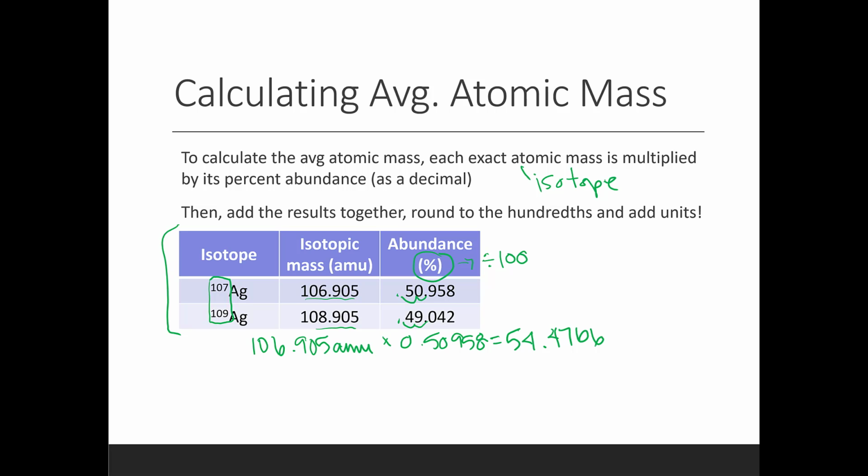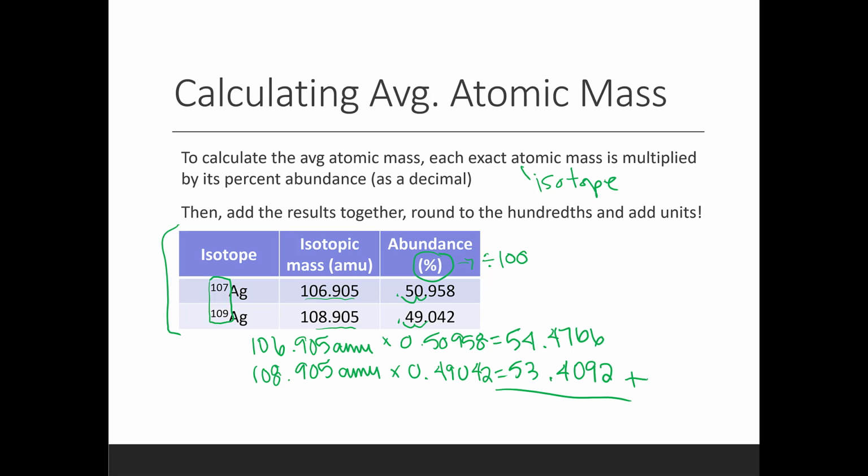Then we're going to do the same thing with the other isotope. So we're going to take the 108.905 AMU. We're going to multiply by that abundance, but in decimal form, so 0.49042. We're going to multiply that out, and we get 53.4092. All right, now we take these two numbers and we add them together.